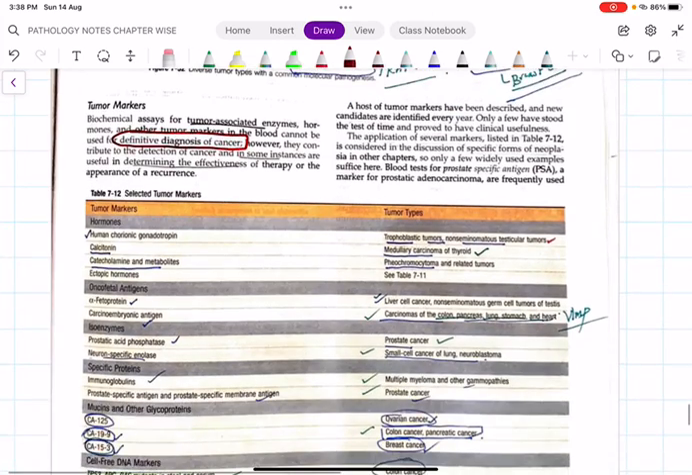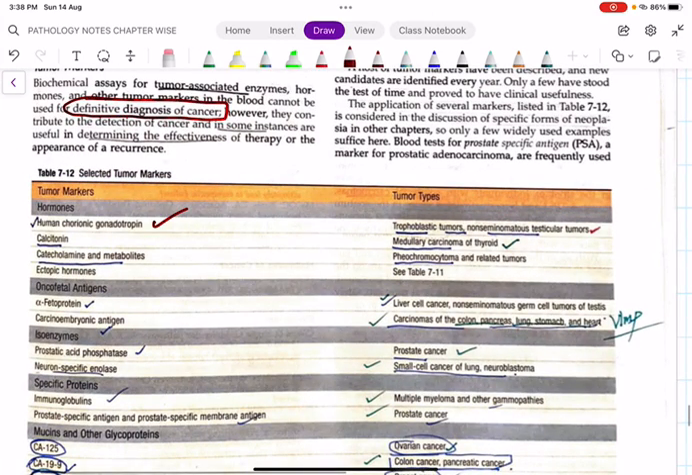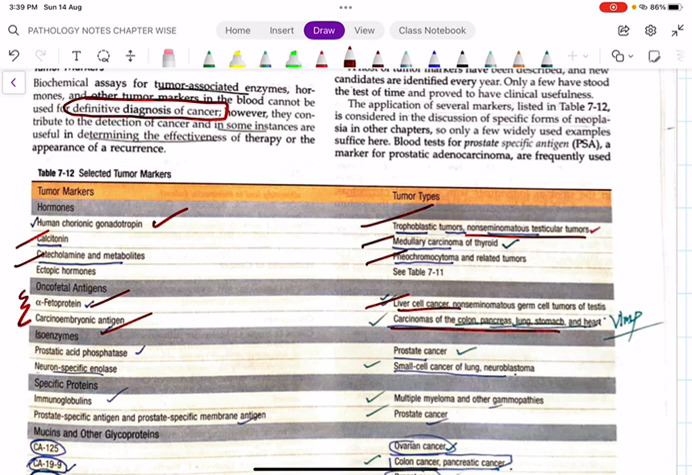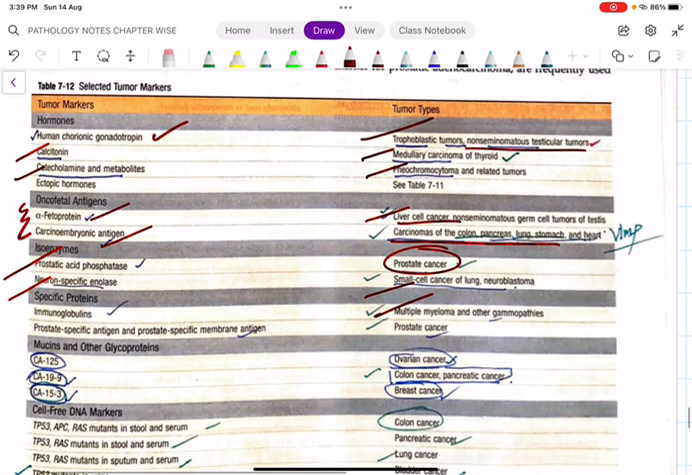See, HCG, human chorionic gonadotropin, in trophoblastic tumors and non-seminomatous testicular tumors. Calcitonin in medullary carcinoma of thyroid. Catecholamines and metabolites in pheochromocytoma. Alpha fetoprotein in liver cell cancer. Carcinoembryonic antigen. Alpha fetoprotein and carcinoembryonic antigen are both called oncofetal antigens. Liver cell cancer, and carcinoma of colon we can see CEA. Prostatic acid phosphatase in prostate cancer. Neuron specific enolase in small cell carcinoma. Not only in small cell cancer, all the neuroendocrine tumors will have neuron specific enolase. Immunoglobulin in multiple myeloma. Prostate specific antigen again in prostate cancer.